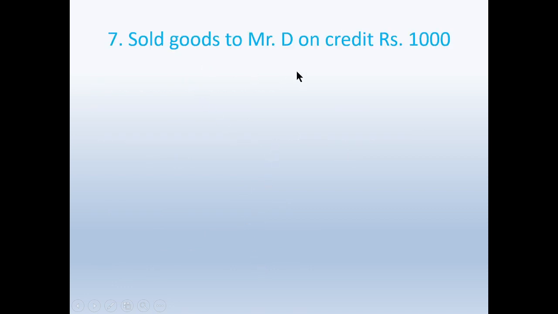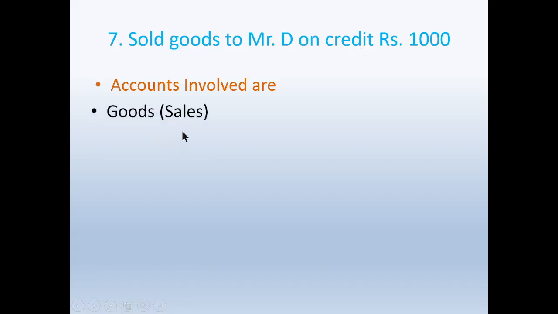Sold goods to Mr. D on credit, rupees 1,000. Here sales to Mr. D on credit means money not received yet. So the accounts are the goods sales account and Mr. D. The common name of the person is debtor. It's like creditor, debtor. So he is debtor, and sales is an income. What is the balance? Credit.